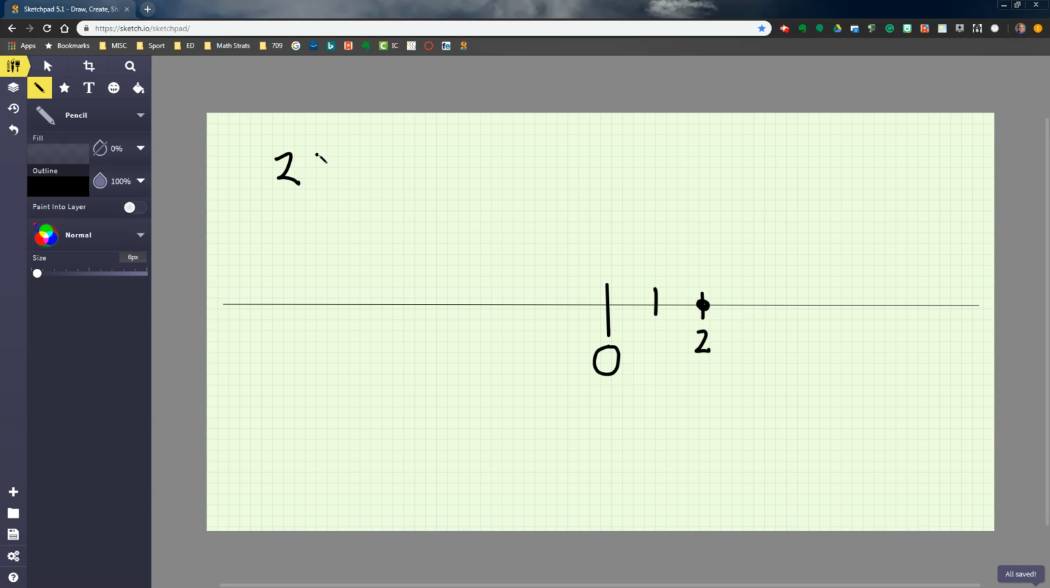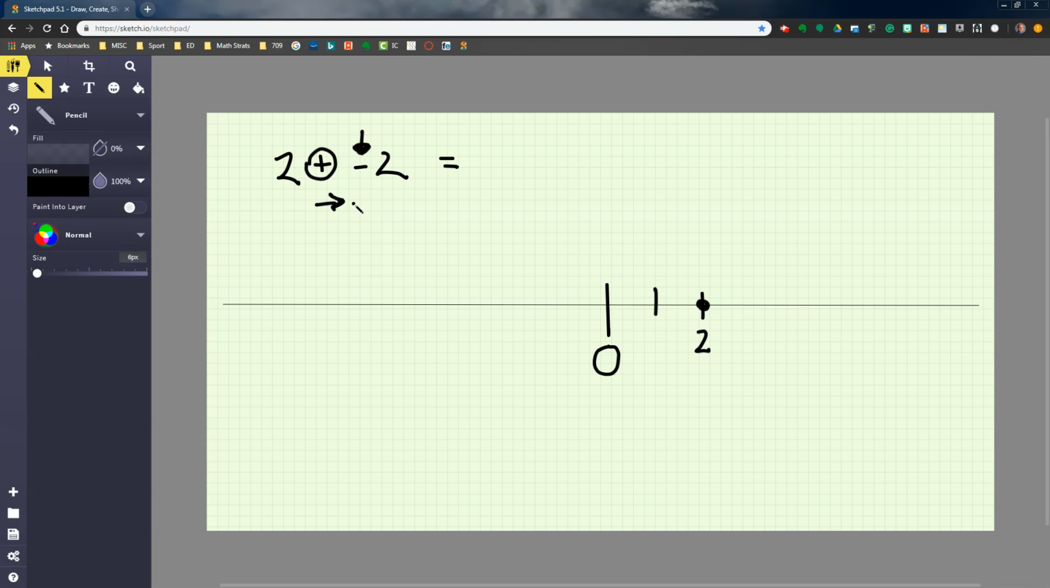Okay, this is where a little bit of confusion starts. So we're going to add a negative 2. Okay, now what did we learn before? We learned that this sign tells us which direction we're going. So that would tell us we're going up the number line. Now the problem is we also have this sign right here. So where are we going with that?